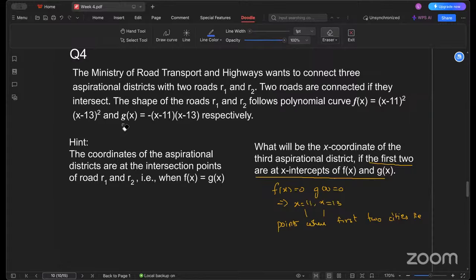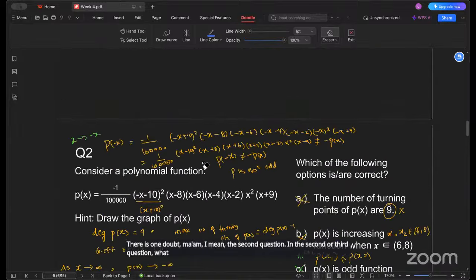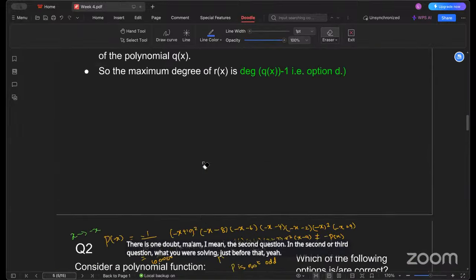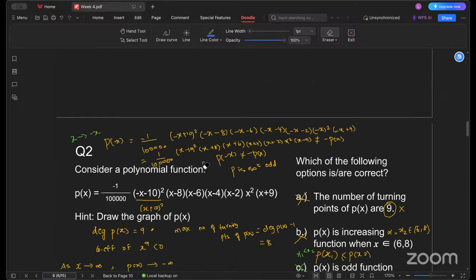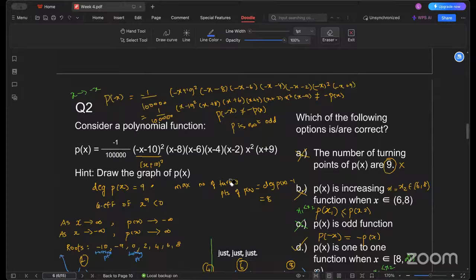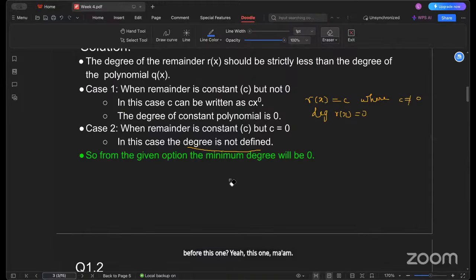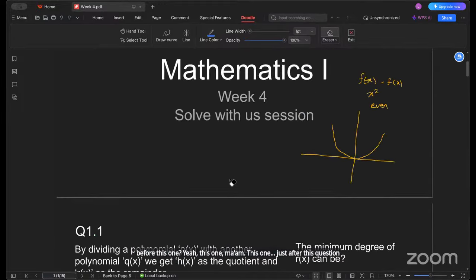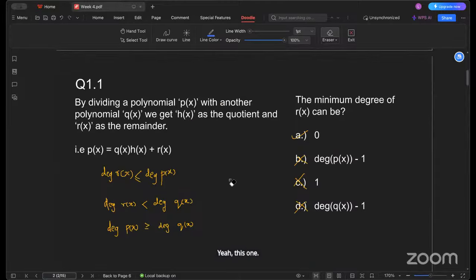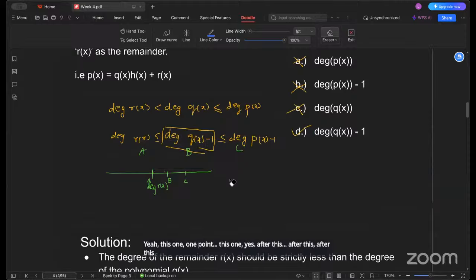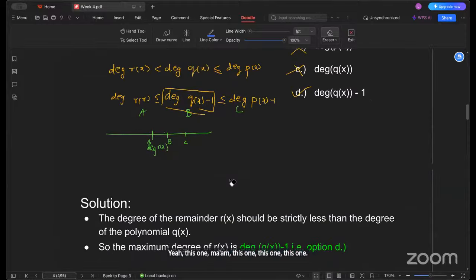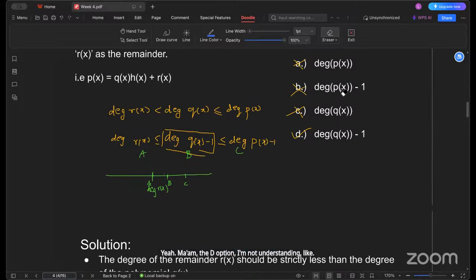I hope today's session was useful. I have one doubt, ma'am, in the second or third question, what you were solving just before that. This one, ma'am, just after question 1.2. The D option, I'm not understanding. D1, ma'am.